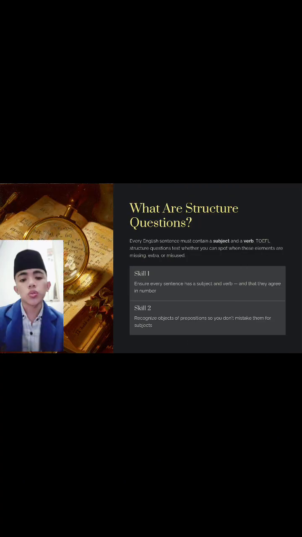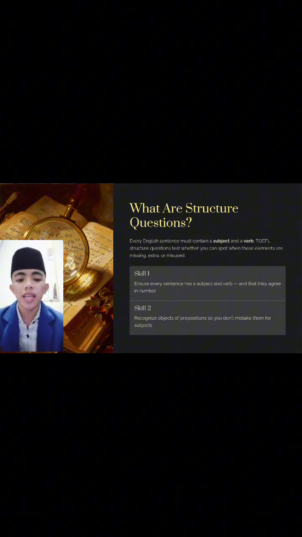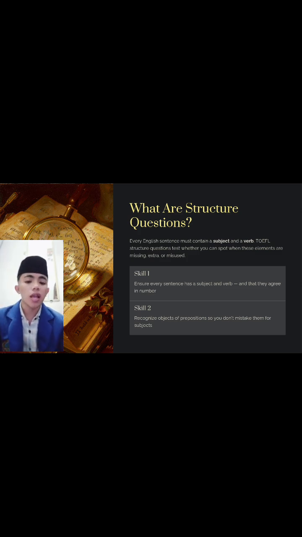So, slide number 2: what are structure questions? Every English sentence must contain a subject and a verb. Structure questions test whether you can spot when these elements are missing, extra, or misused. Skill 1 ensures every sentence has a subject and verb, and that they agree in number. Skill 2 recognizes objects of prepositions. Don't mistake them for subjects.